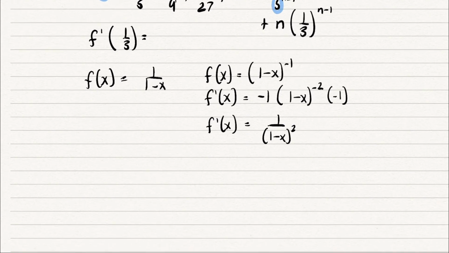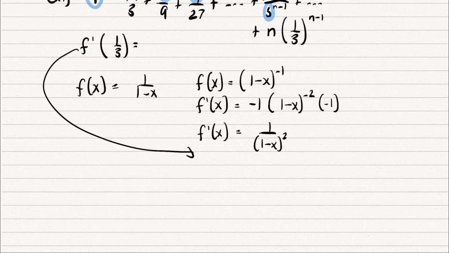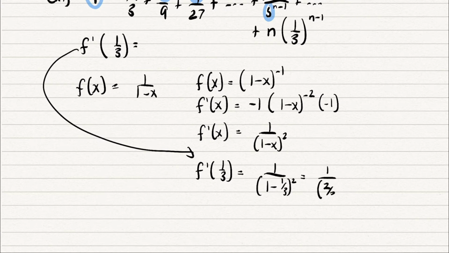And then if I know that this answer is just going to be the 1/3 version of this, I just plug this in. So f prime of 1/3 equals 1 over parentheses 1 minus 1/3 to the second power. So it's going to be 1 over parentheses 2/3 to the second. Flip it or bring it up. So this is going to be 9/4, and 9/4 is going to be your answer.